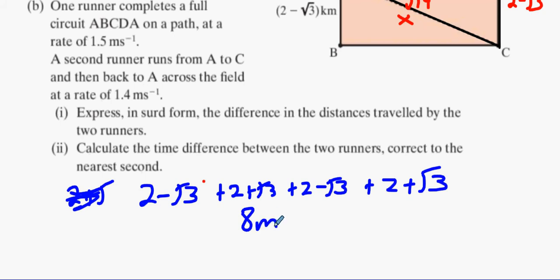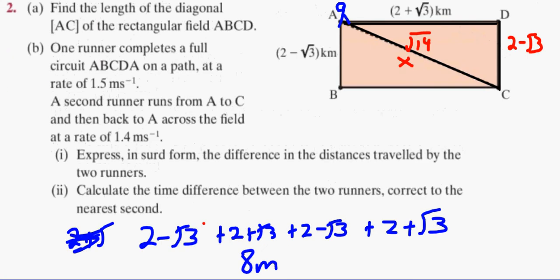Now, next part. If you run the diagonal and you run back again, like a good little chicken, up and back again, what do you get? Root 14 plus root 14. It does not equal 14. It equals 2 root 14. Everybody cool with that?